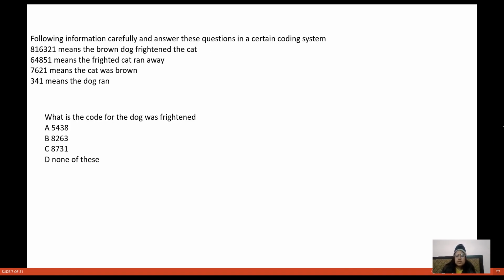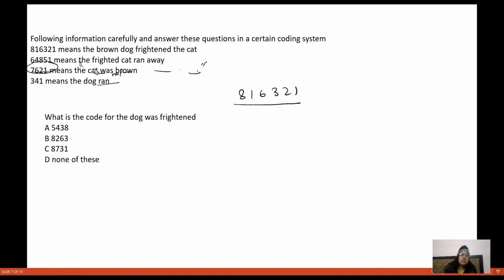Now look at this. In this question, it is saying 816321 means the brown dog frightened the cat. Please correct this word, it is also frightened. They are 1, 2, 3, 4, 5, 6 words, and here also there are 6 numbers.